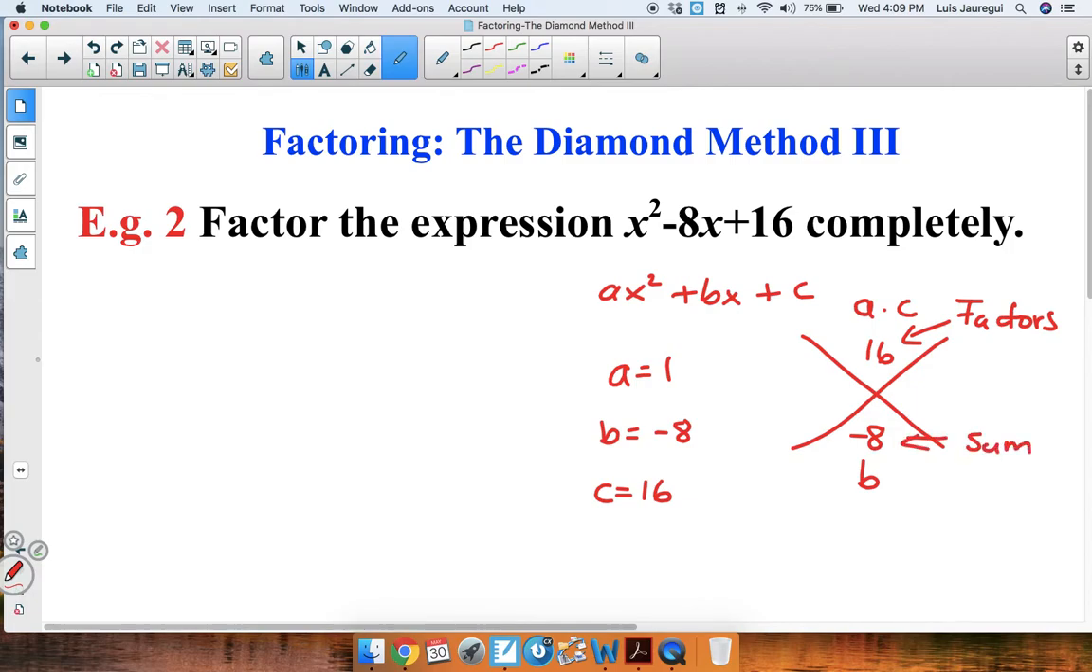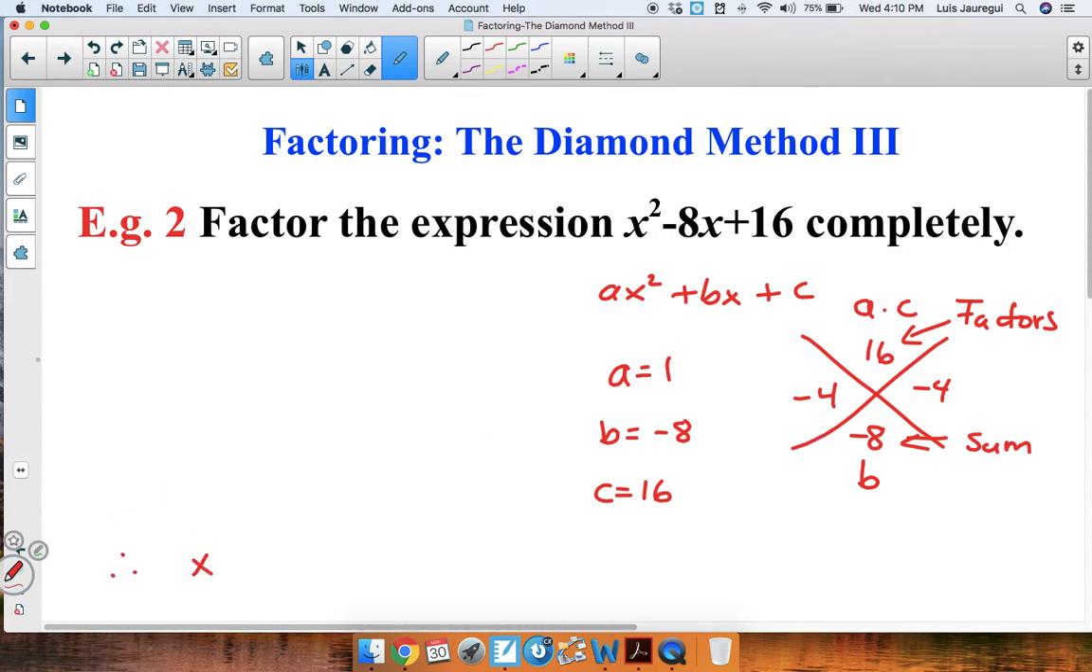So what are those two numbers that when you multiply will give you 16 and when you add them will give you negative 8? And yes, you're absolutely right. Those numbers happen to be negative 4 and negative 4. Because negative 4 times negative 4 will give you positive 16 and negative 4 plus negative 4 will give you negative 8. So we can say the following.